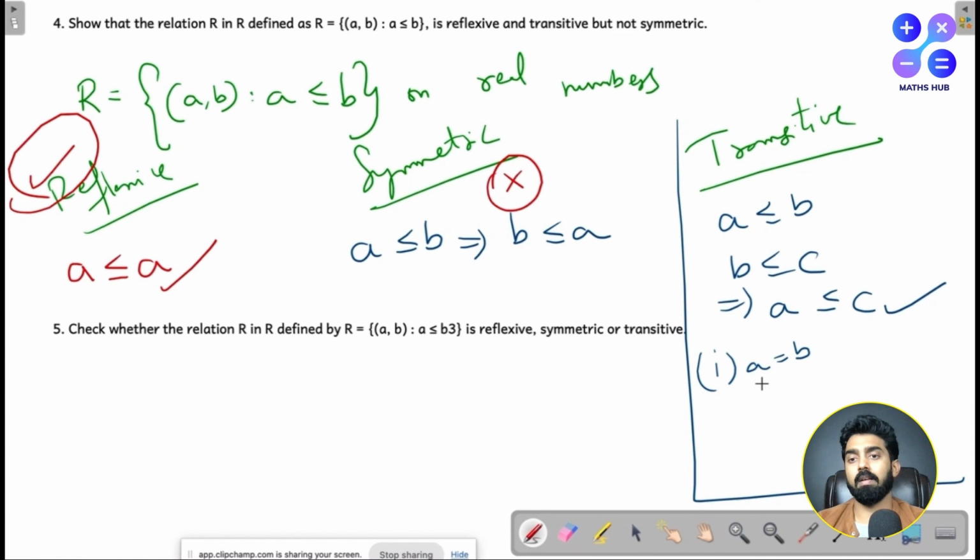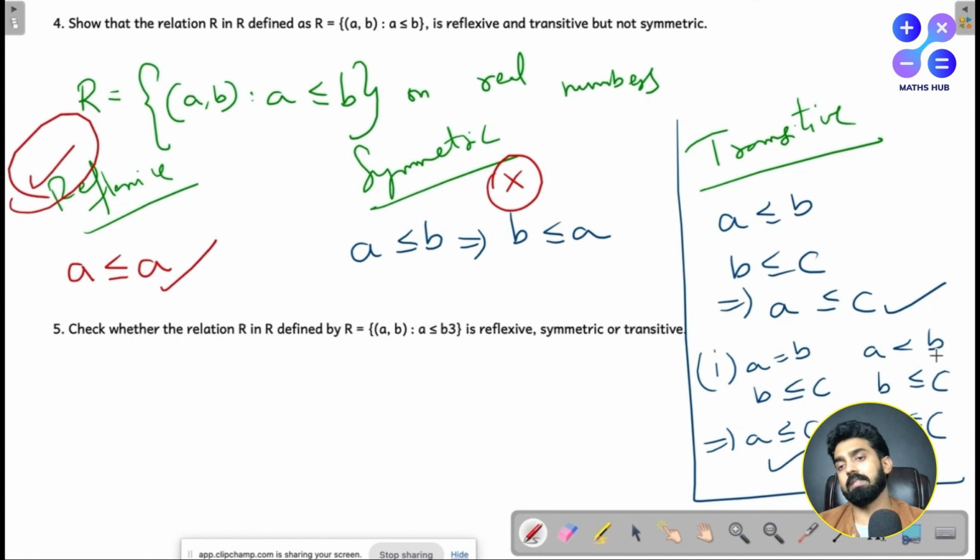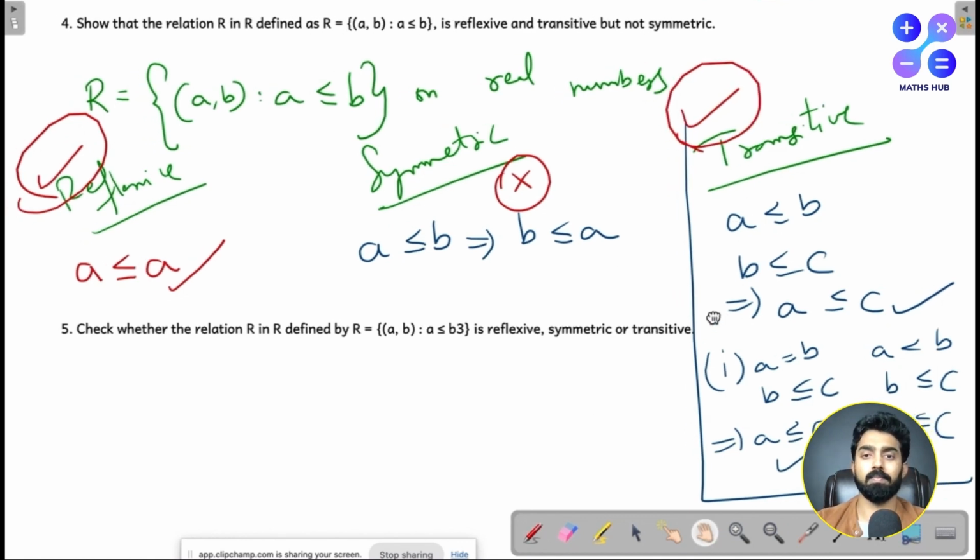And if you say b is less than or equal to c, if a equals b, a will always be less than or equal to c. And the second case is a is less than b, right? If a is less than b and b is less than or equal to c, a will definitely be less than or equal to c. If b is less than c, a is obviously less than c, right? So a will be less than c in both these cases, even if a is equal to b or a is less than b. So a less than or equal to c holds true. So that's why this is transitive. Great. Let's move to the next one.